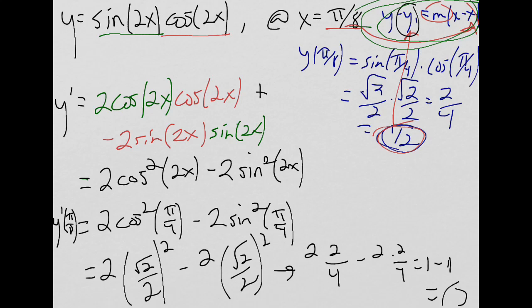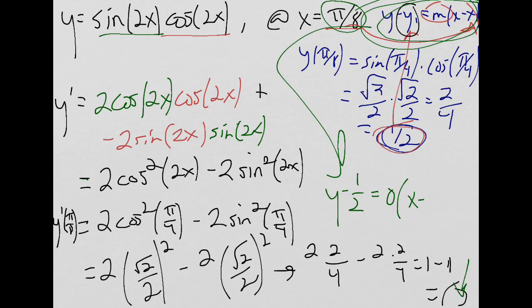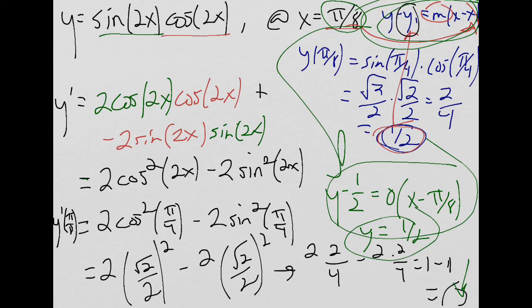I want to use point slope form. I take y minus, y1 is 1/2, equals 0 times, because that's my m, x minus x1, which is this value, pi over 8. You could leave it like this and it's fine. All this stuff over here is going to be canceled out because I do 0 times that and it's just 0. So you could, if you just want to write this, y equals 1/2. That's fine. I would take either of those two answers.